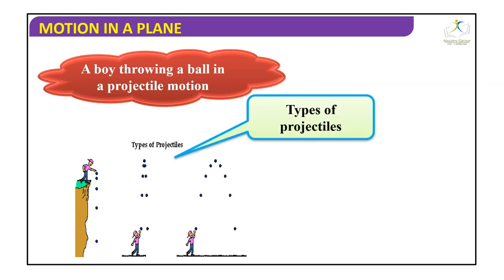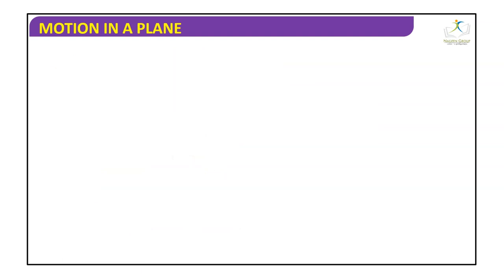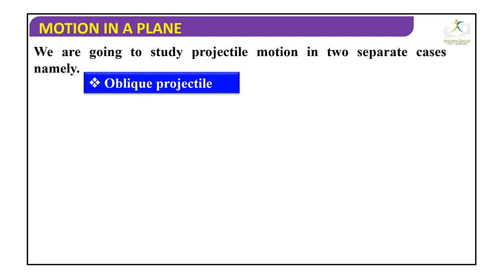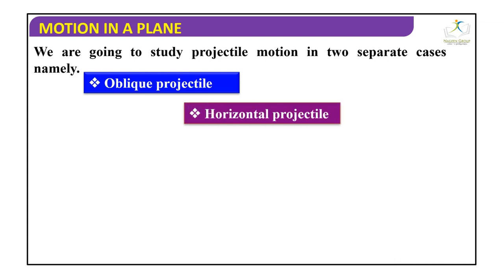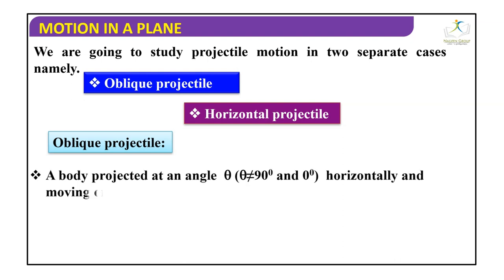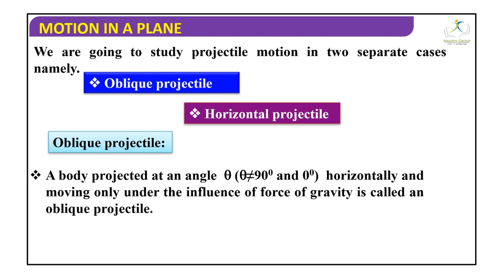So there are different kinds of projectiles in nature, and one by one we are going to study them. We are going to study projectile motion in two separate cases: the oblique projectile motion, and the second one, the horizontal projectile motion. The first case is the oblique projectile, in which a body is projected at an angle theta, where theta is not equal to 90 degrees or 0 degrees, to the horizontal, and moves only under the influence of the force of gravity.